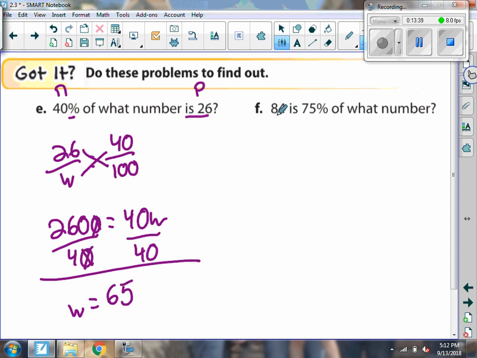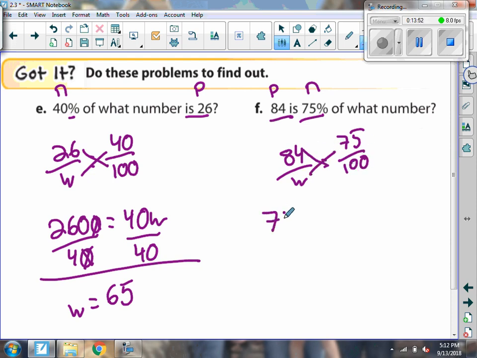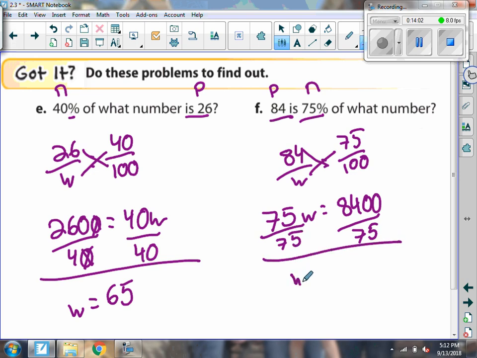And F, so 84 is my part, and 75 is my percent, so this will be 84 over my whole is equal to 75 over 100. So we cross multiply, we get 75W is equal to 8400. Divide both sides by 75, so we want to get W by itself. And we'll get W is equal to, when we divide this, we end up with 112.